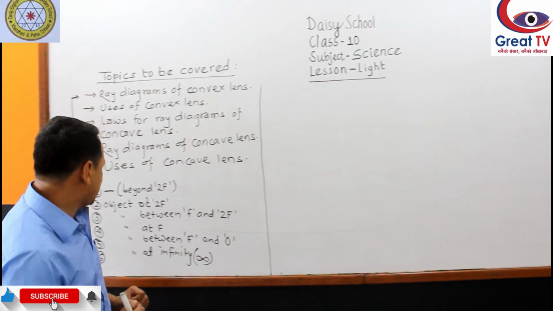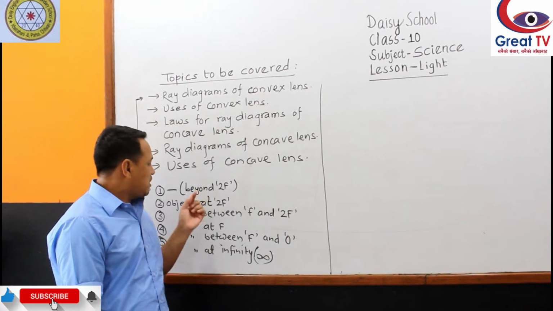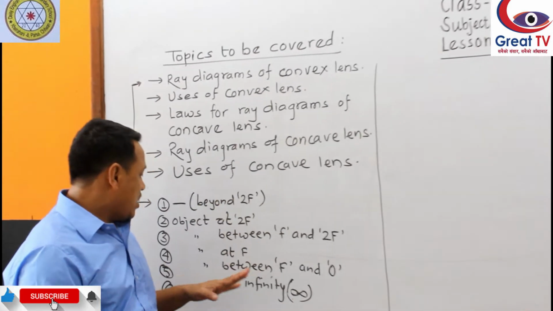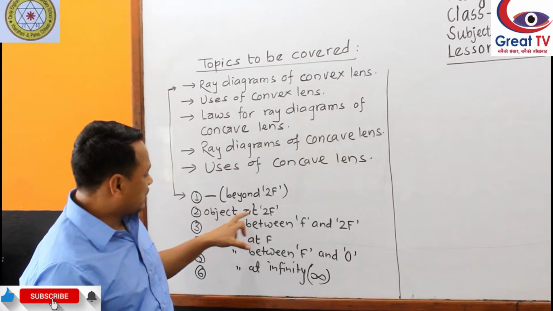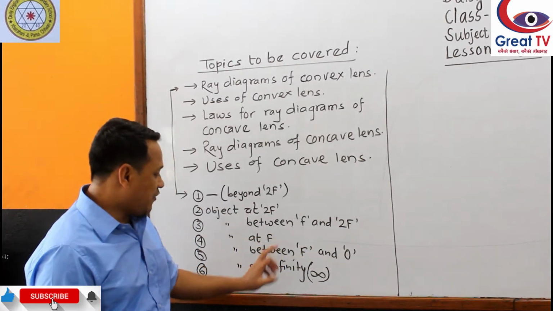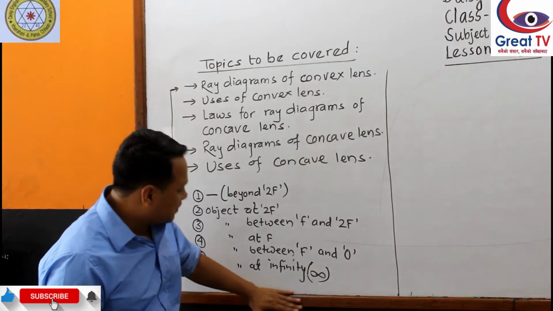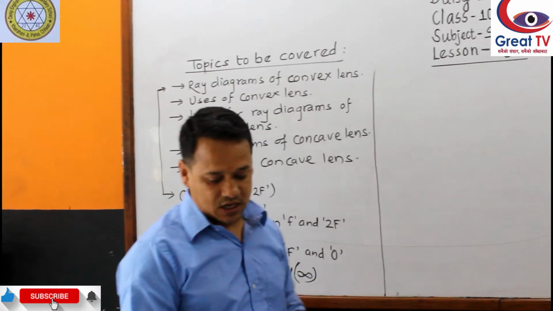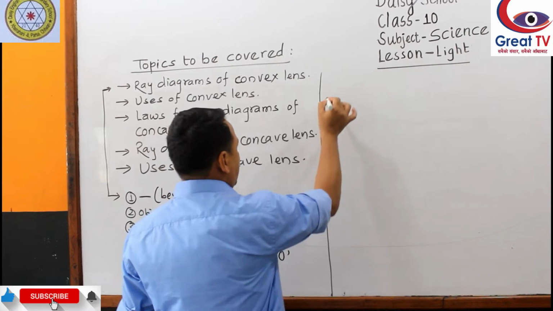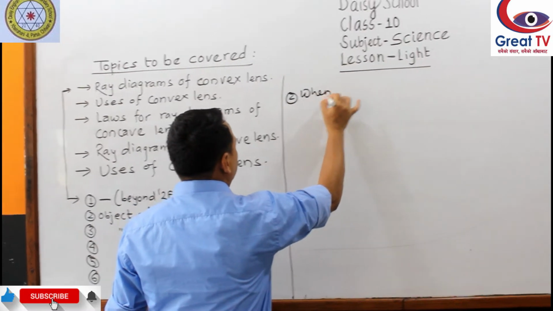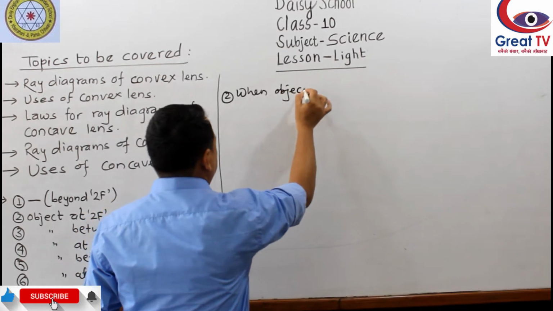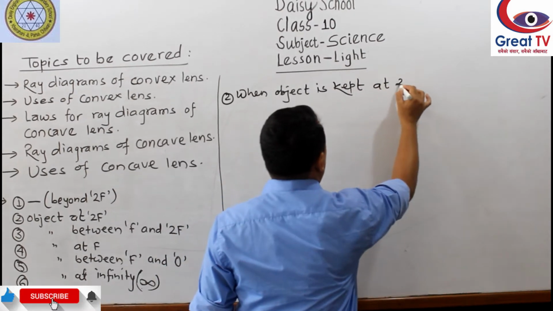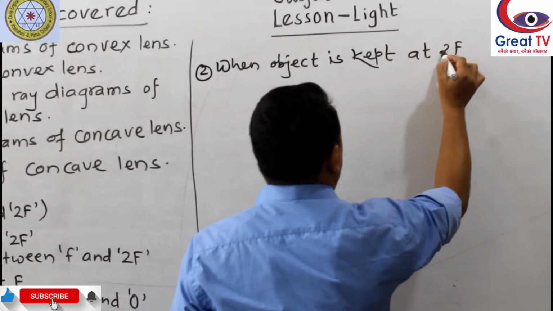In the previous video we did the ray diagram of convex lens keeping the object beyond 2f. Today we are going to complete object at 2f, between f and 2f, at f, between f and O, and at infinity of convex lens. Similarly, we will also discuss the ray diagram of concave lens today. Okay, so now, second number, when the object is kept at 2f.